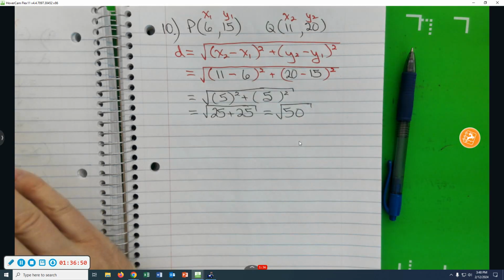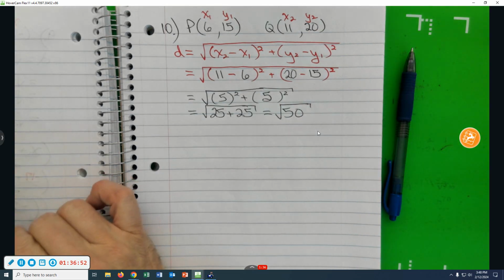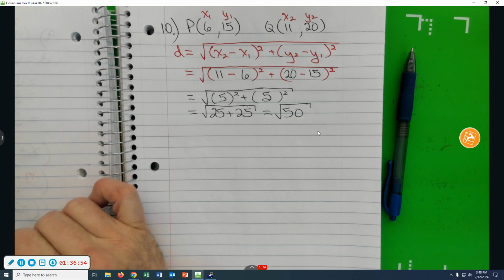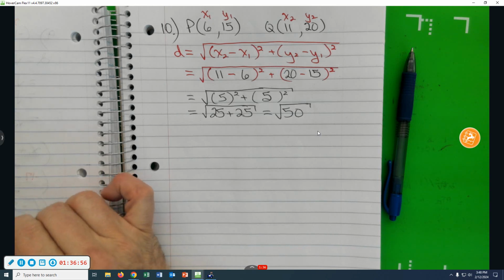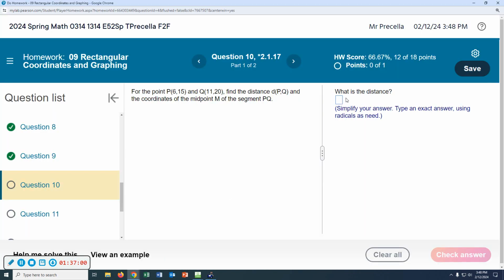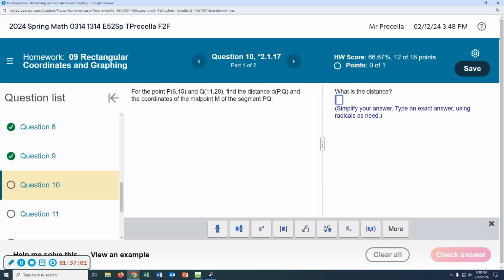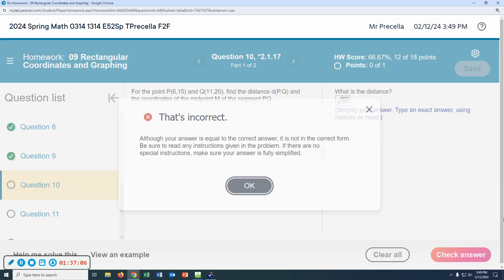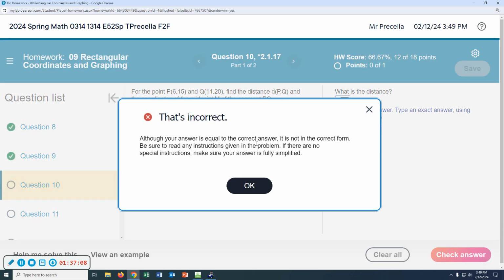If you try to write the square root of 50, I don't know, will they just count it wrong or will they warn you that you haven't reduced it? I wonder what they do. Will they just say wrong? What do y'all think? On a test, they just count it wrong, I'll tell you that much. So they're saying that your answer is equal to the correct answer. It's not in the correct form.